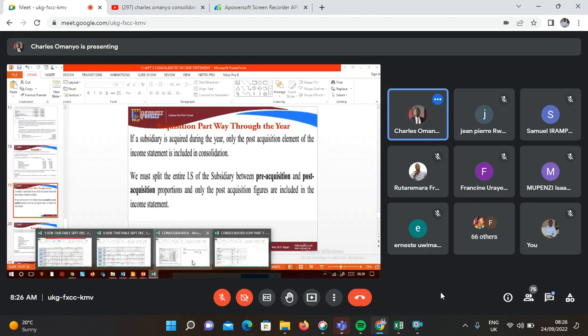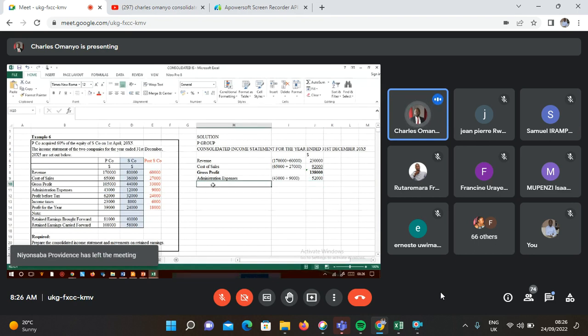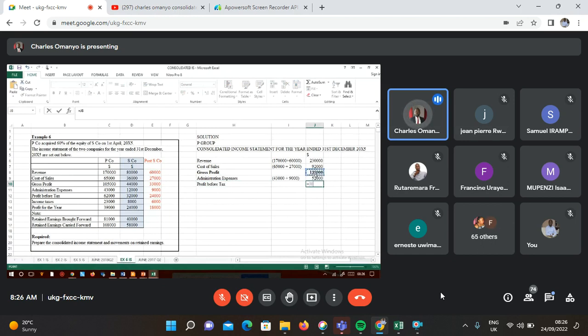Admin expenses, administration expenses? So that's why it's important to always check the dates. Administration expenses, we have 43,000 plus 9,000. It gives you 52. And then we have profit before tax. Our profit before tax is, of course, gross profit minus our admin expenses, 138,000 minus 52,000.